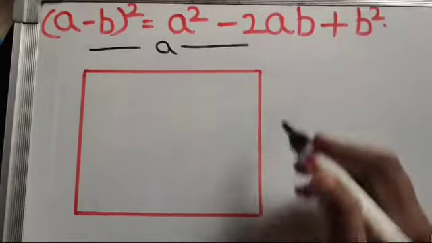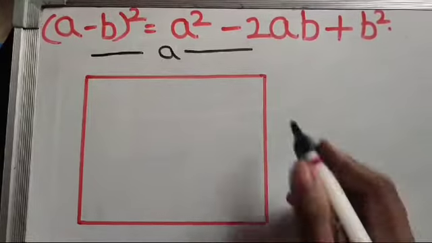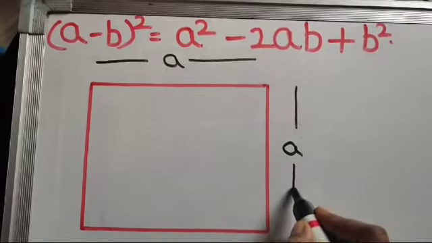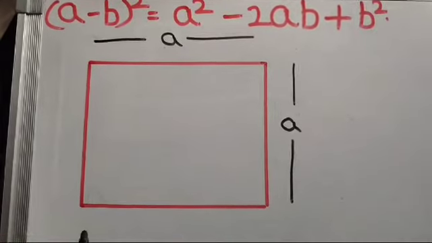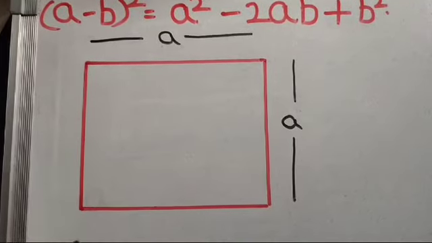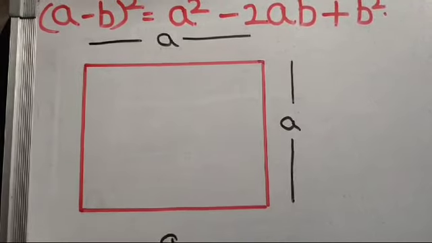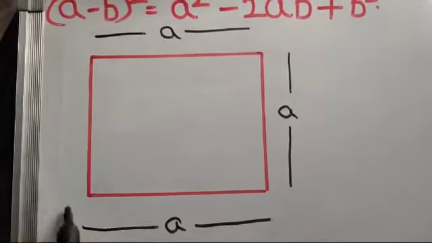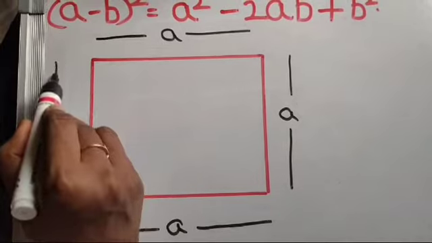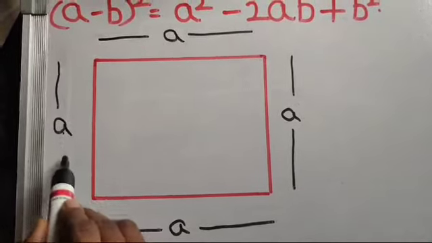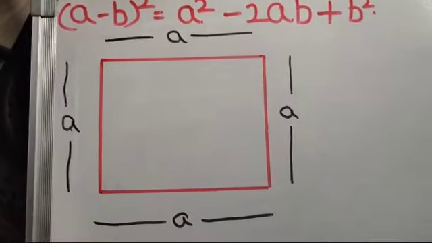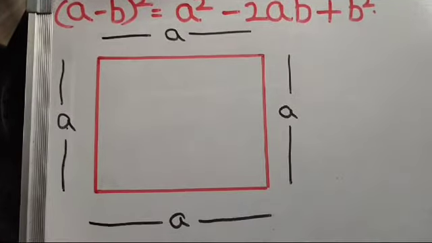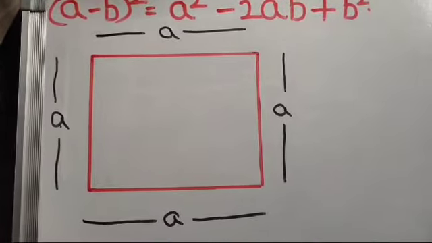Now the next side, the length of this side is also A, because it is a square, so all the sides are equal in length. And in the same manner, the third side is A, and in the same manner, the fourth side is also A. Now we have taken all the lengths of each side as A.